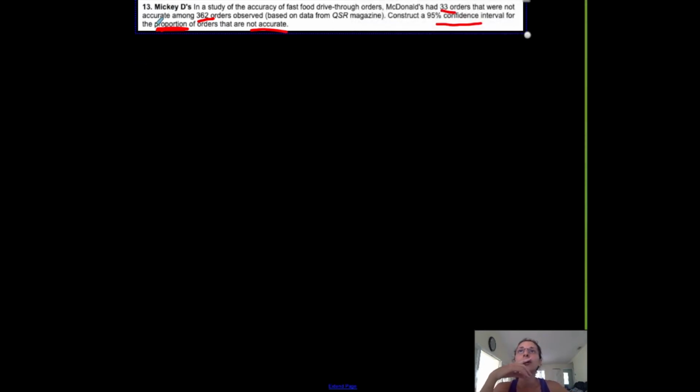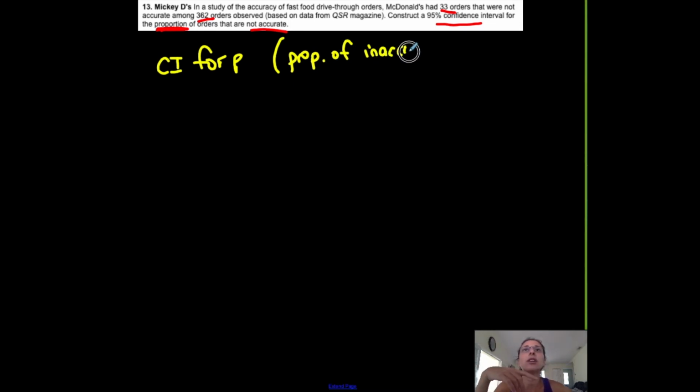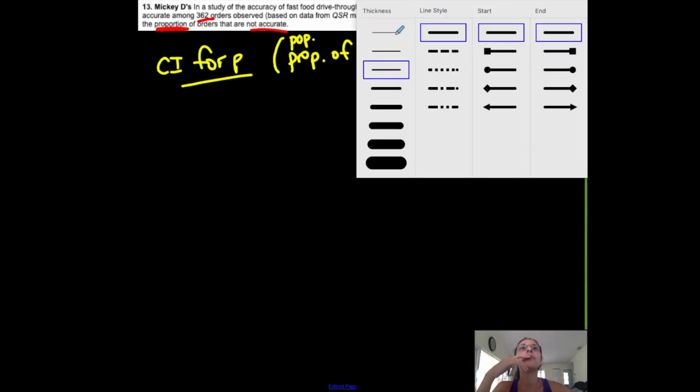I want a proportion, so I'm looking for a confidence interval for p, the population proportion, where p represents the proportion of inaccurate orders from Mickey D's for a population, right? I say population proportion. That's what I want to find. That's what this is asking me to find. So let's do it. Let's pull out the pieces.